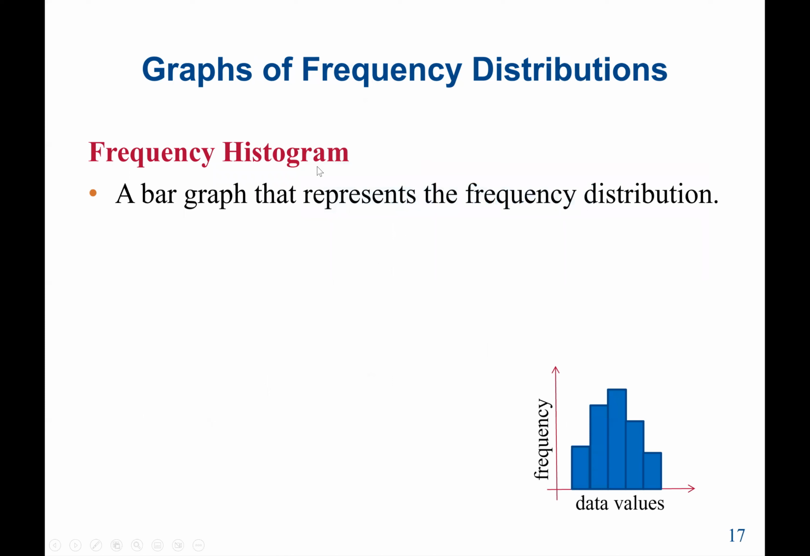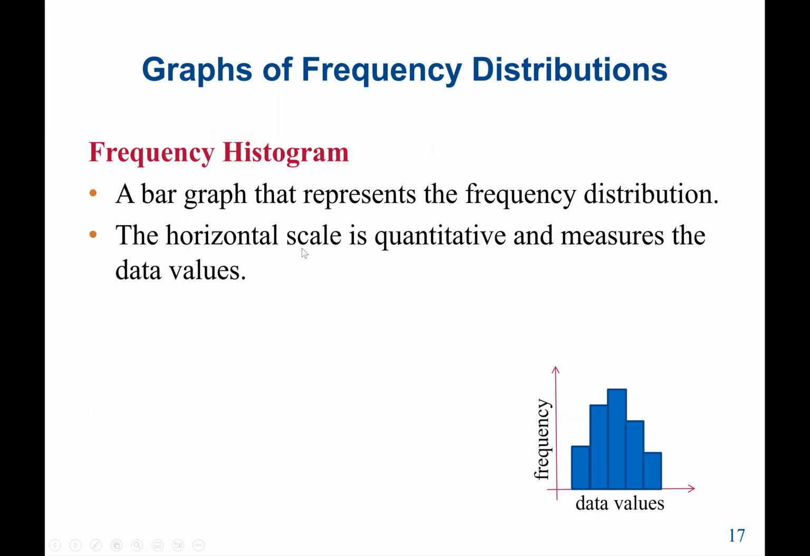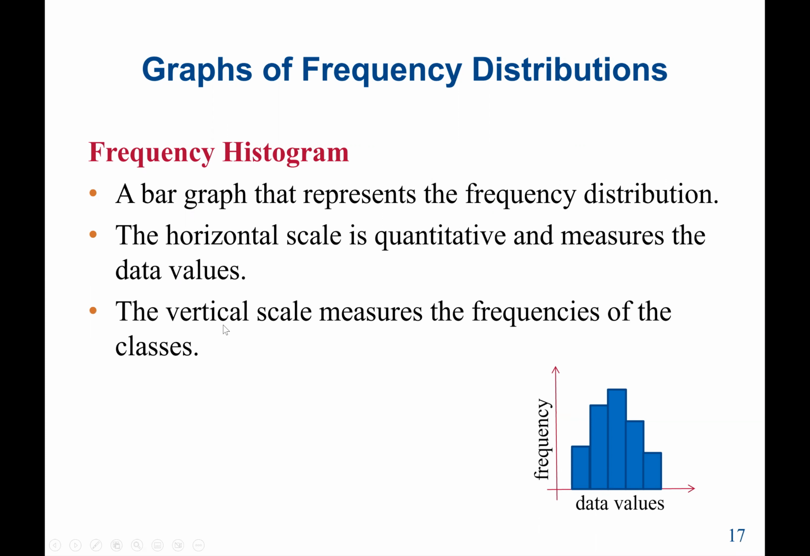So next is the frequency histogram. A frequency histogram is a bar graph that represents the frequency distribution. The x-axis will be our data values, which normally will be the class category, and vertically will be the frequency. So we are using the frequency distribution table, the class column as the x-axis, and the frequency as the vertical axis. The horizontal scale is always quantitative and measures the data values, and the vertical scale measures the frequency of the classes.